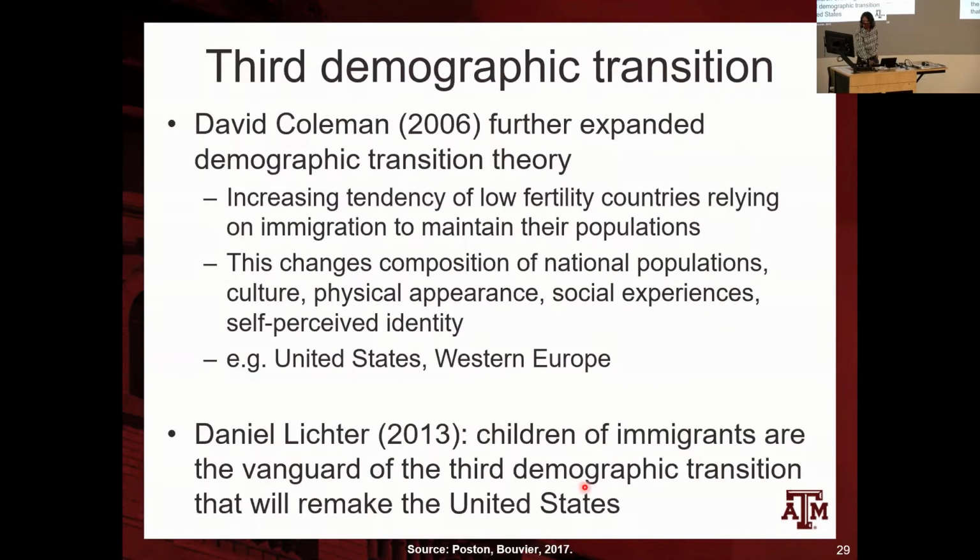And then further on, David Coleman tried to understand other demographic transitions, oscillations that were going on in different countries. He emphasized in this case that there is an increasing tendency of low fertility countries relying on immigration to maintain their populations. So his main argument here is that, first demographic transition, mortality declines, and afterwards fertility declines as well. Second demographic transition, the current changes, oscillations in fertility are related to these different demographic behaviors that we discussed before.